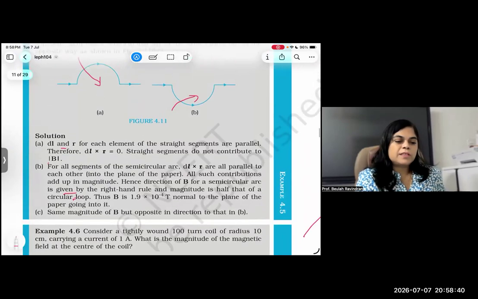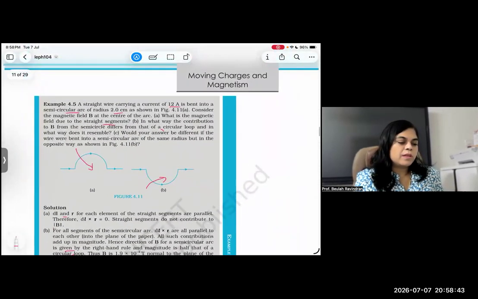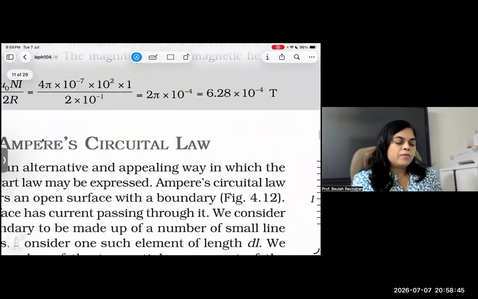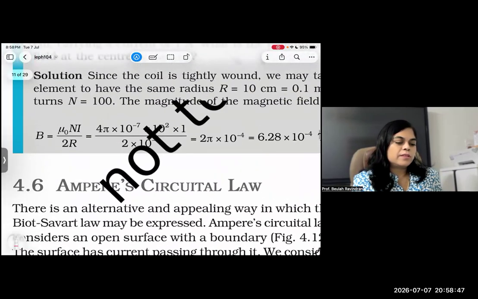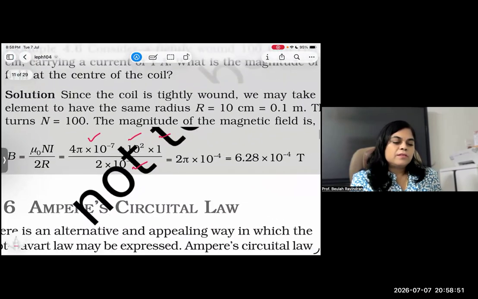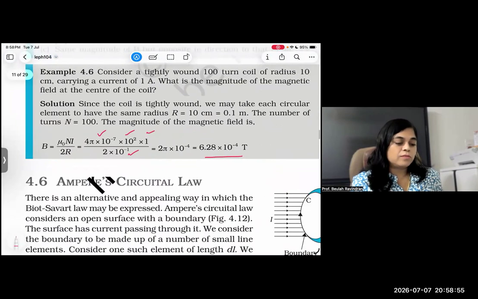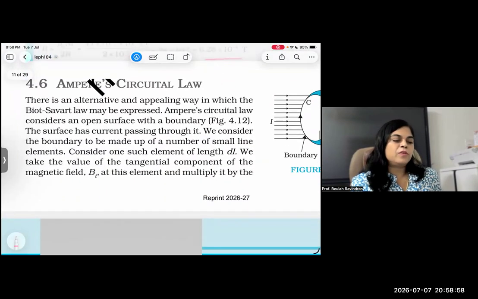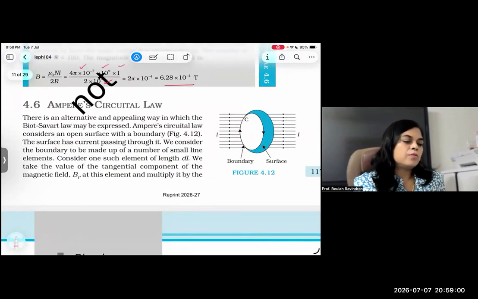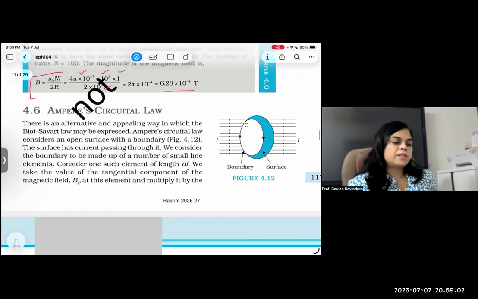Sorry, it is 10 per minus 7 you have to put. Okay. So same way you are going to find out all the things. Okay. The answer will be 2 pi into 10 to the power of minus 4. So you have to substitute for pi also. Okay, then finally you'll be receiving the answer. So this is the formula. Just keep in your mind.